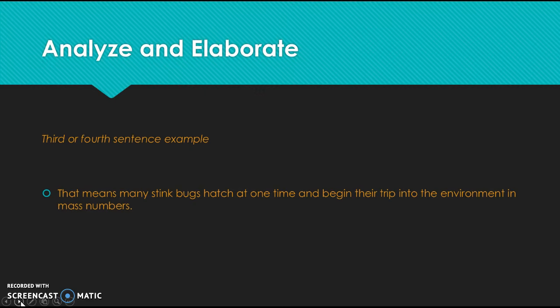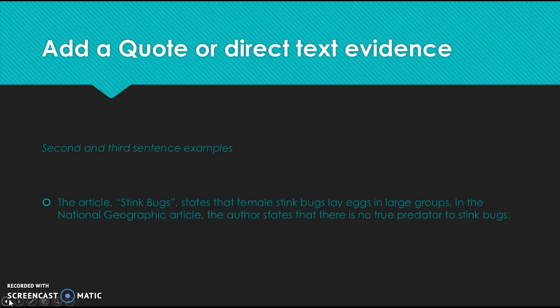And then I'm going to analyze or elaborate on my text evidence. That means many stink bugs hatch at one time and begin their trip into the environment in mass numbers. It doesn't say that in the text, but let's go back and take a look at my quote or my information from the articles. It states that female stink bugs lay eggs in large groups. It also states that there's no true predator to the stink bug.